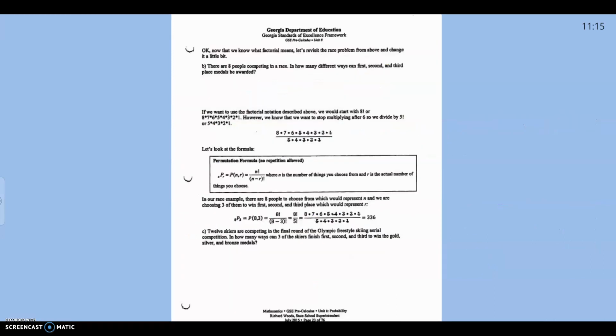All right, so now that we know what a factorial means, let's revisit our race problem. So it says there are 8 people competing in the race. How many different ways can first, second, and third place medals be awarded? And all we care about are first, second, and third place. Well, let's think about that. You have 8 people competing. So for first place, you have 8 people to choose from. For second place, you have 7 people to choose from. And for third place, you have 6 people to choose from. Does it care about 4th, 5th, 6th, 7th, and 8th place? No. So we're just going to do those first 3, and you're going to have 336 ways.